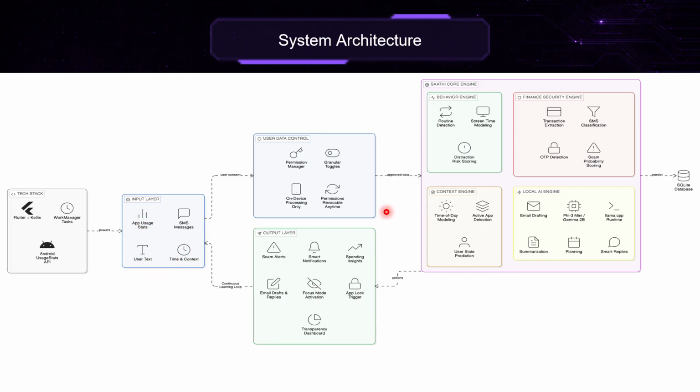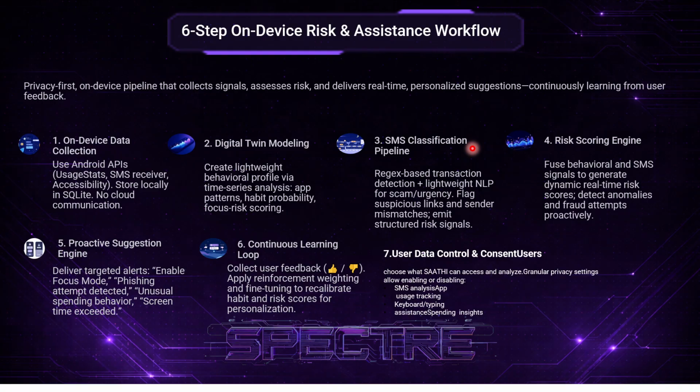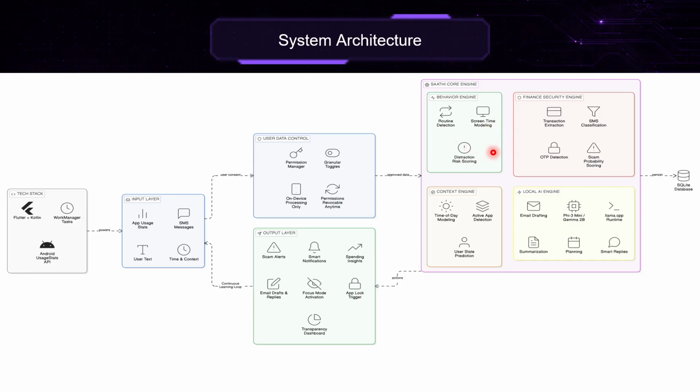Then this data will be sent to the Saathi core AI engine, which is divided into four parts. The first is the behavioral engine, where it will go through your day-to-day activities and tell you where you are spending your time, which app you are spending the most time on. The second is a financial and security engine, where it will go through your SMS and try to detect scam links, OTP detection, and also look at your transaction history and suggest where you can spend your money more effectively.